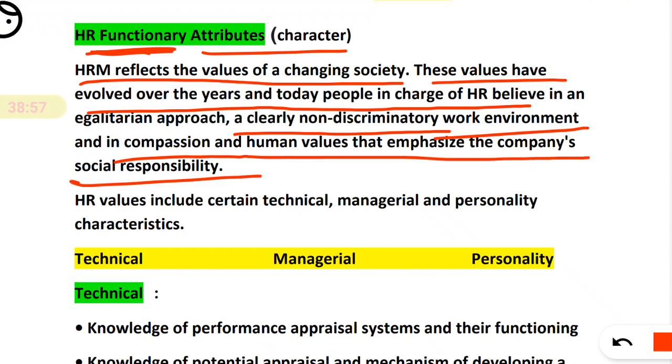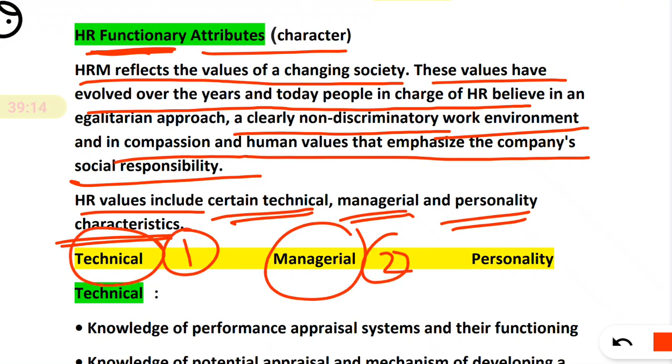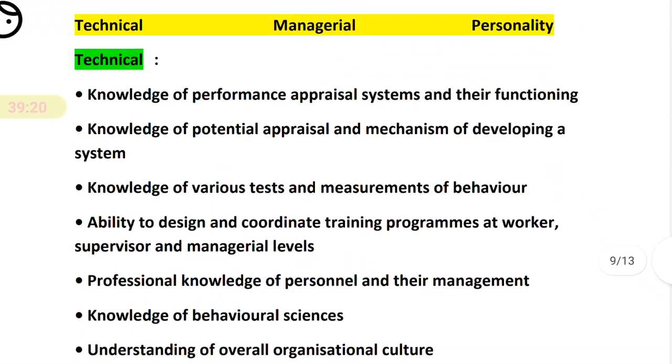Okay, these are the theory part. See, the HR values include certain technical, managerial and personality characteristics. So what are the attributes? First is the technical, second is the managerial, and third is the personality. Simple. Okay, now we will discuss one by one.